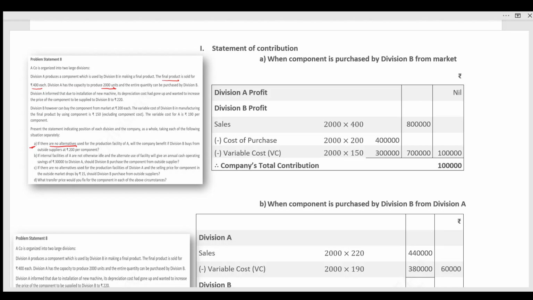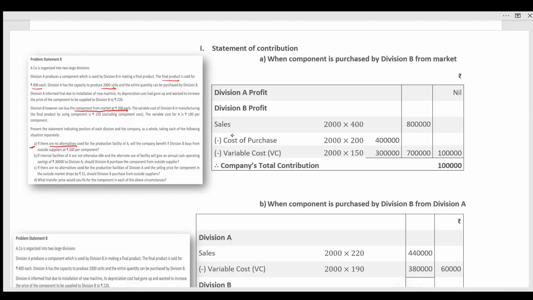Then, in order to manufacture the final product, you have to deduct the cost that will be incurred. First is the cost of purchase. As the heading says, the component is purchased from outside the market. Looking at the question on the left hand side, the component from the market is at rupees 200 each. So if division B is buying from the market, it is 200, and for 2000 units you get this much.